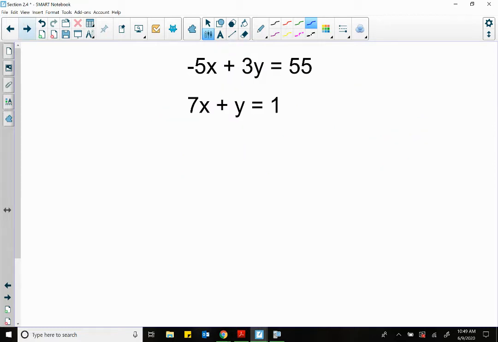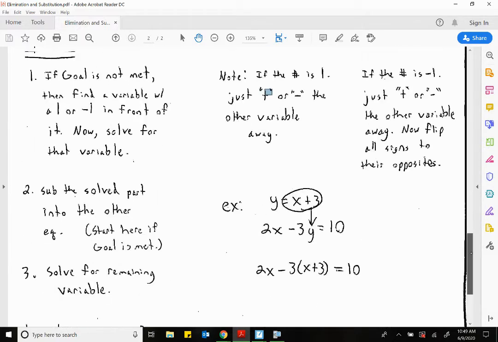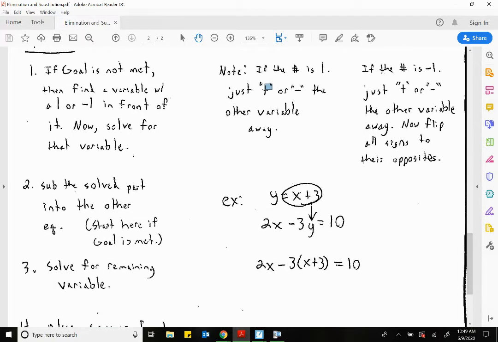All right. Now, this one. Do we have a variable solved? No. Okay? Well, that's no problem. So when the variable is not solved, we're going to do a step 1. Okay? Step 1 says, if the goal is not met, find a variable with a 1 or a -1 in front of it. And then we're going to solve for that variable.